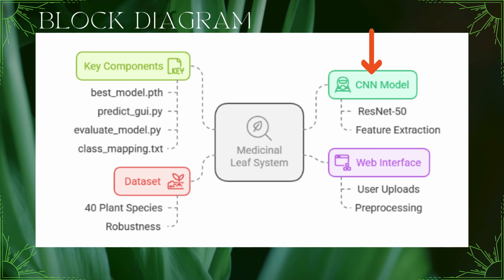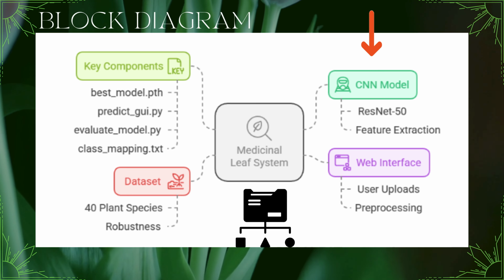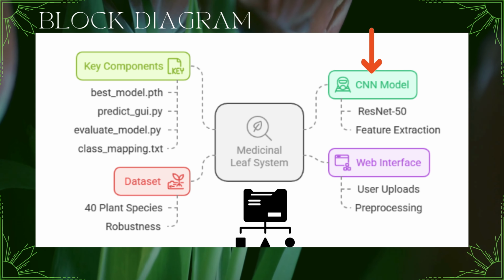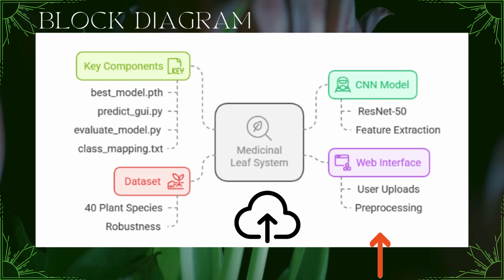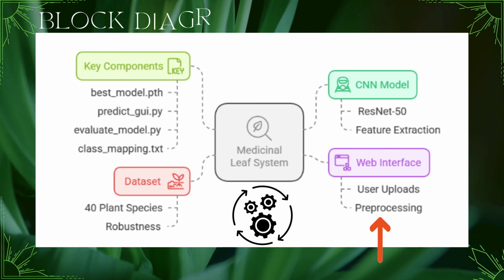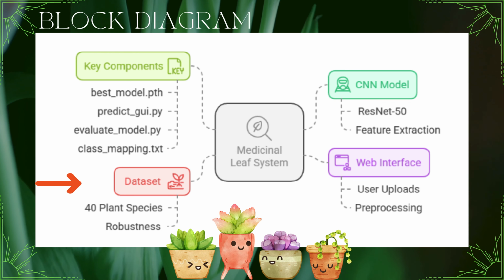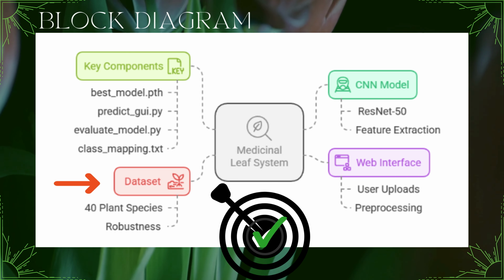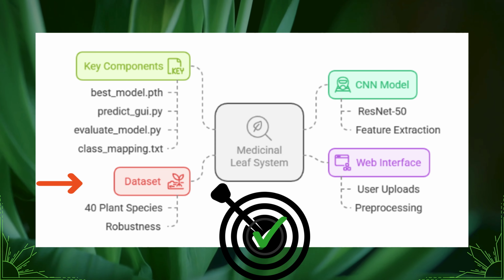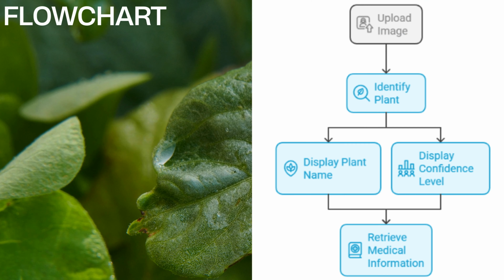The CNN model uses ResNet50 for feature extraction and accurate classification. The web interface allows users to upload images, which are then pre-processed for analysis. Finally, the dataset contains 40 plant species, ensuring robustness and diversity in prediction. Let's just have a look at the flowchart of the project.